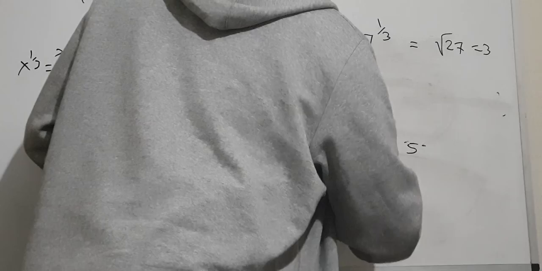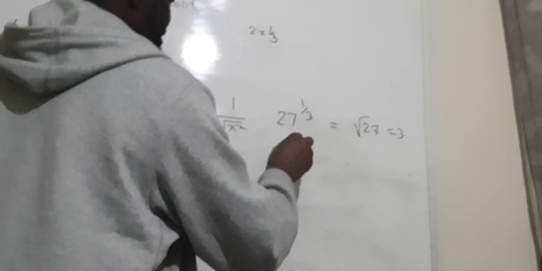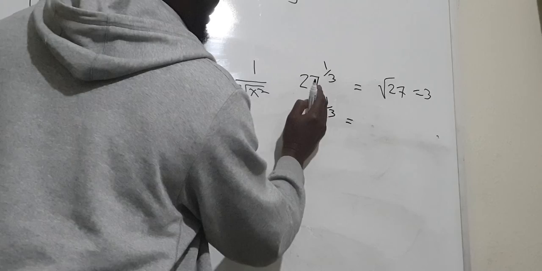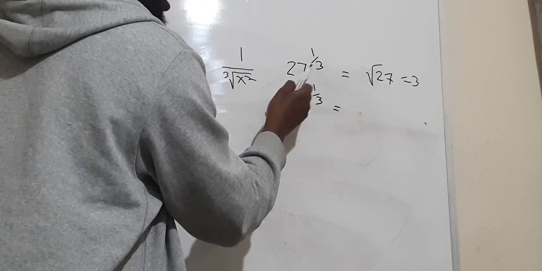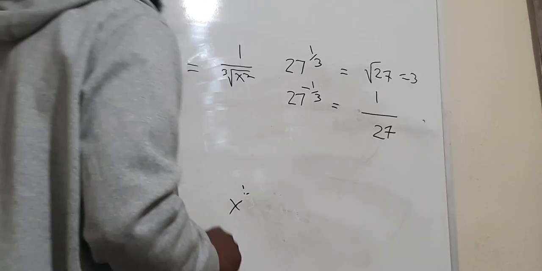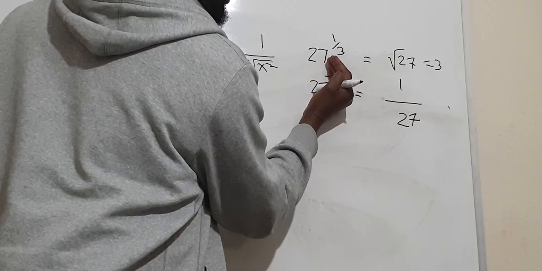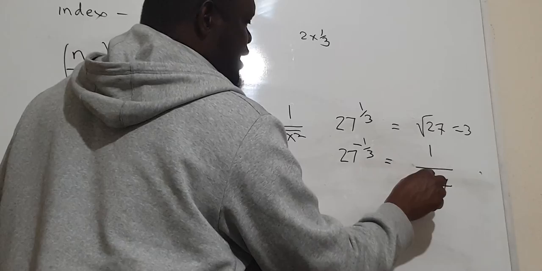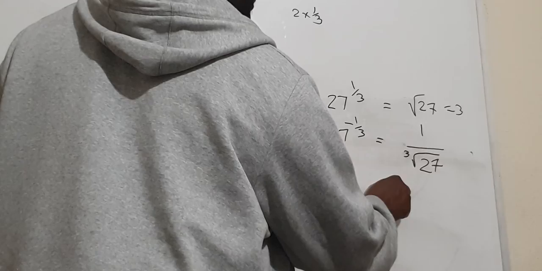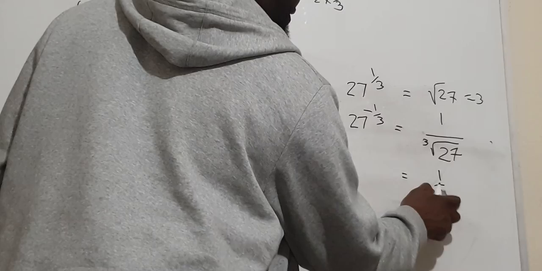Now, imagine we said 27 to the power minus 1 over 3. When we cover our one third, we can see the minus sign in it. Minus sign, we put our mind that this is 1 over 27. Now we are left with only the cube part because we have dealt with the minus, which is 1 over. What is left is the one third, so it will be 1 over the cube root of 27. And basically that will be, sorry, not 1 over 9, 1 over 3.